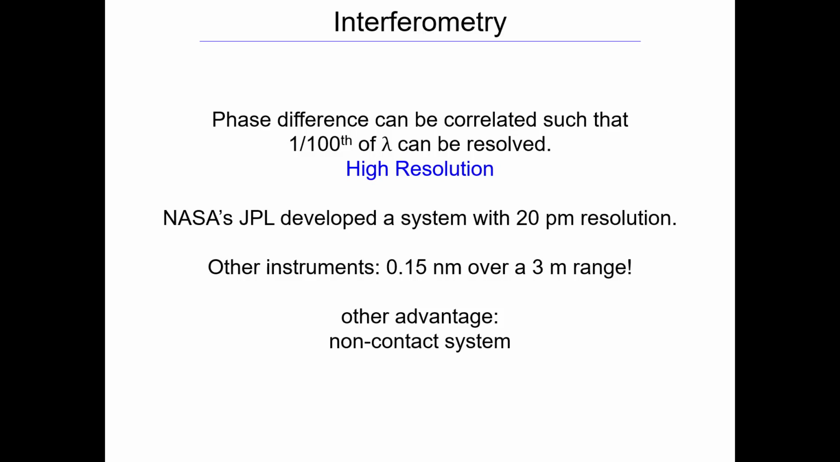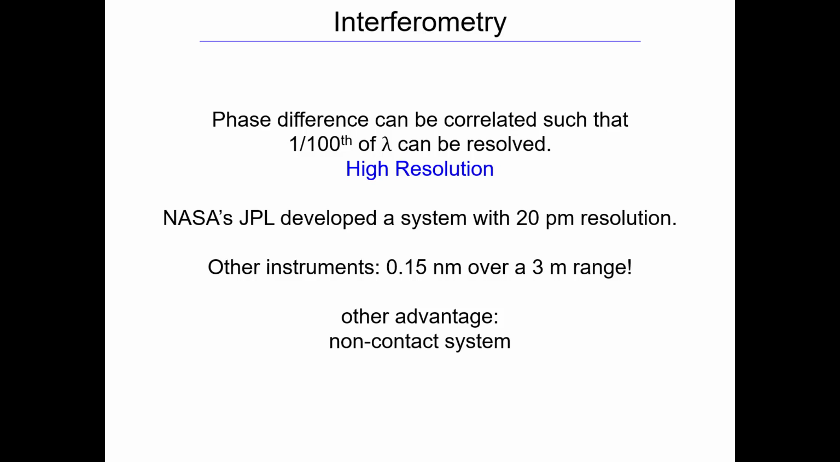So here's a little note about that phase difference. The phase difference can be correlated such that 1/100th of a wavelength can be resolved. So 3.6 degrees, right? 360 would be one period, so 1/100th of that. That means high resolution. If we're resolving down to 1/100th of a wavelength, that's in the nanometers.